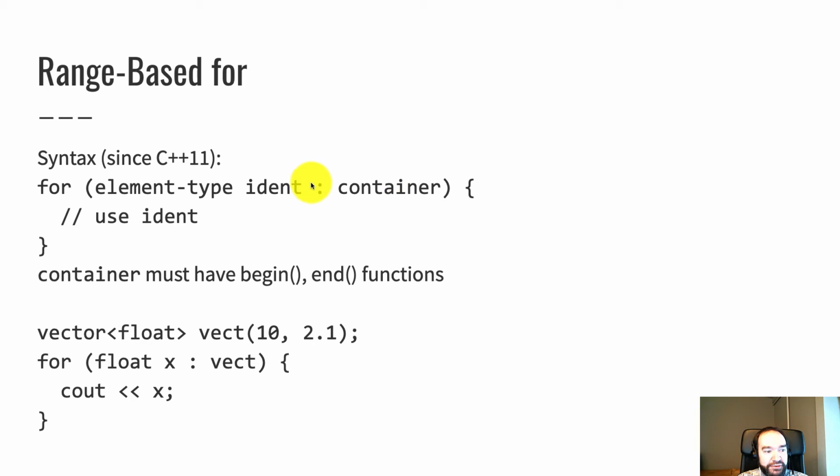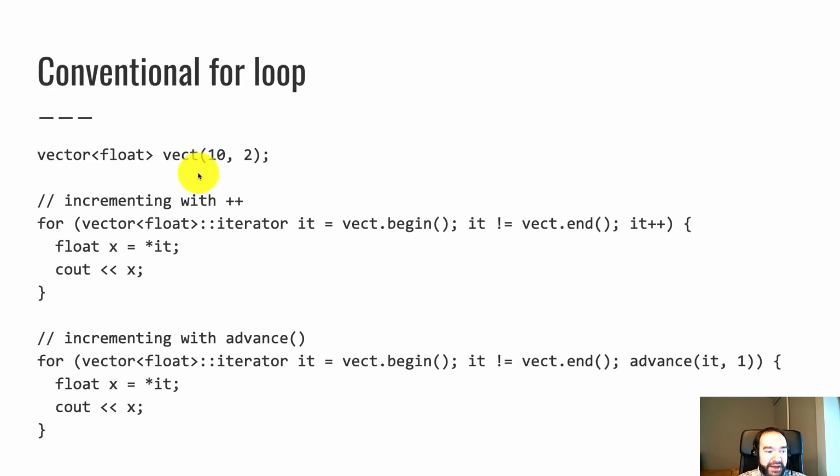So the range-based for gives that to us. Here's the general pattern, and I've got a concrete example on the bottom. The general pattern is you say for, open parentheses, and then right here we have a declaration for a variable that will hold one element of the container at a time. It's like my float x back here. Float x represents the current element.